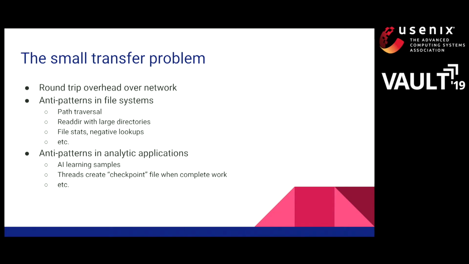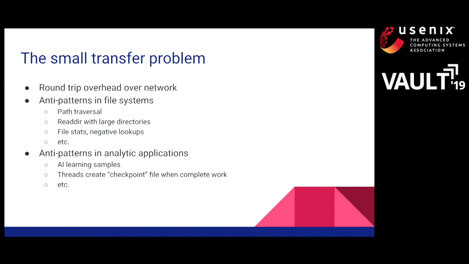So the small transfer problem is basically when you have a round trip over the network. It tends to dominate all other performance. This is because of network overhead. It's because of queuing. These all add up. And they're basically baked into how file systems work, because when you access a file, you need to check every component of the directory to make sure it exists, and you have permissions to do it. That's the path traversal problem. And it shows up in other cases when you have many files in a directory. That's actually pretty common. Any stats or negative lookups, those are all small transfers.